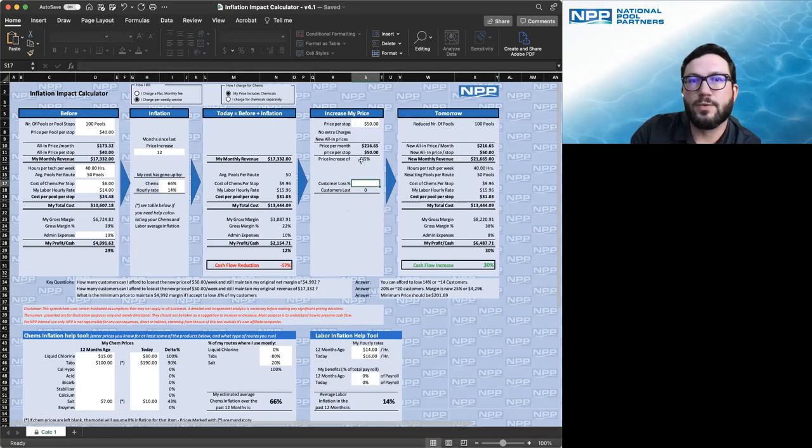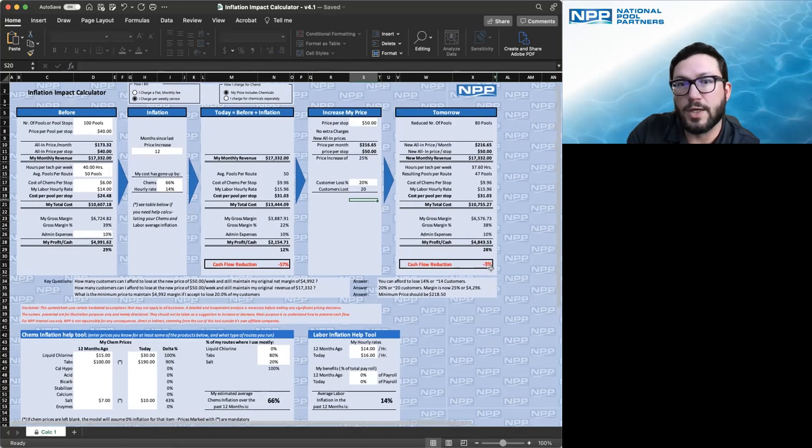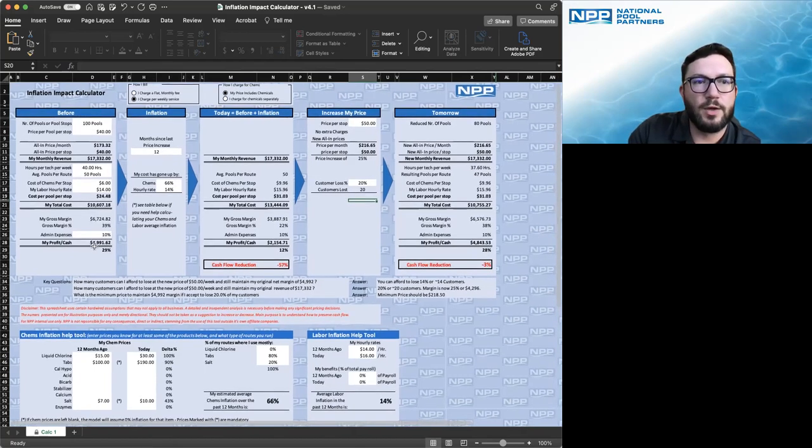So we've increased prices 25%. Let's assume we're going to lose 20% of our customers as a result of that. You can see we're actually not too far off from where we were pre-inflation. Profitability is at 28% compared to 29%. We do have a 3% cash flow reduction, but we were used to bringing home $49.90, and now we're bringing home $48.43. So at least we're getting pretty close, and that is losing 20% of your customer base.